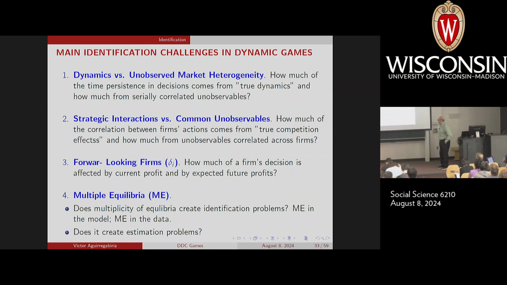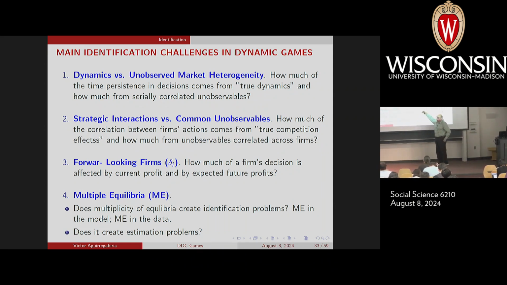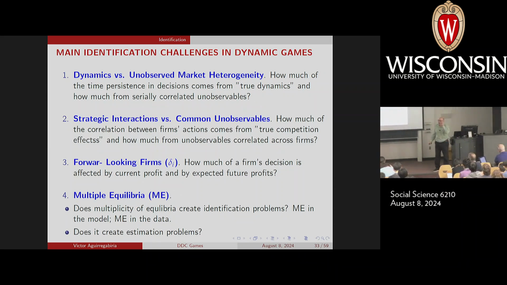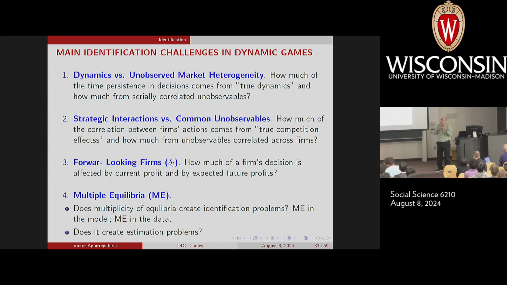Let me spend a couple of minutes here on multiple equilibria. Why multiple equilibria is not a problem of identification, okay? Well, we have a problem of identification where, given the data, there are multiple values of the structural parameters that can generate the same data generating process. That's what non-identification means. Multiple equilibria is the opposite in some sense, or is the reverse of this.